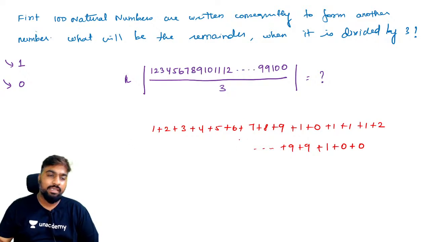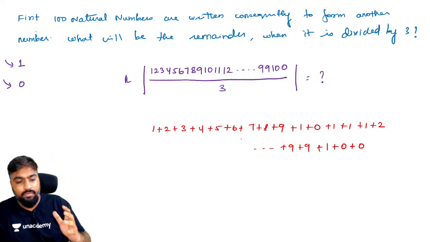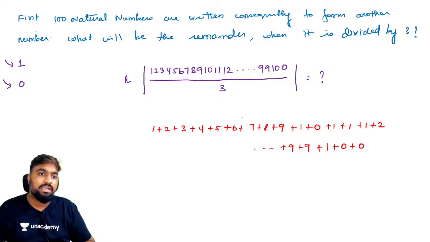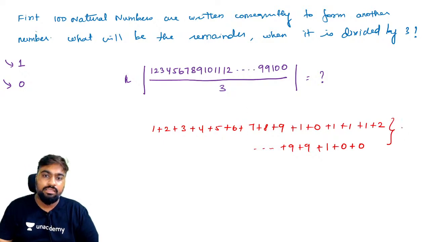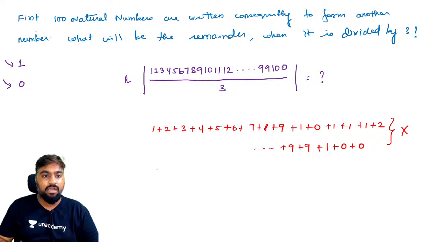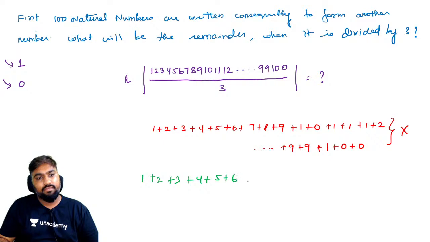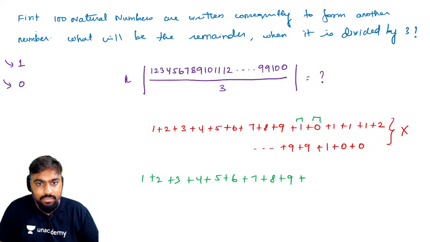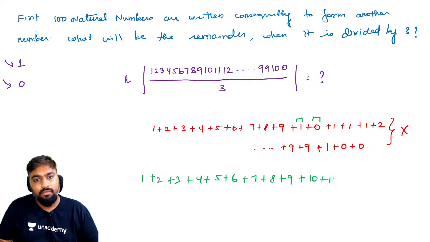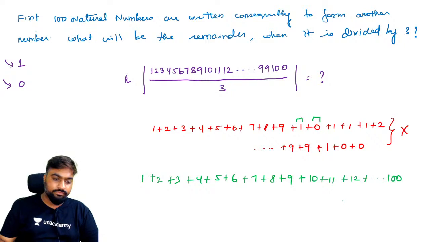So what did I say? You can group the numbers however you want to. This will be very bad, right? Instead, group them however you want to. That is, group them as the natural numbers itself. 1, 2, 3, 4, 5, 6, 7, 8, 9 के बाद instead of adding the digits 1 and 0, add 10 plus 11 plus 12 all the way till 100.